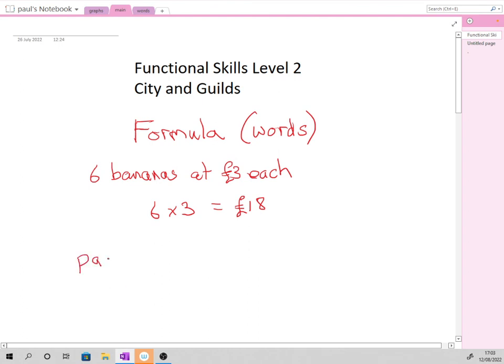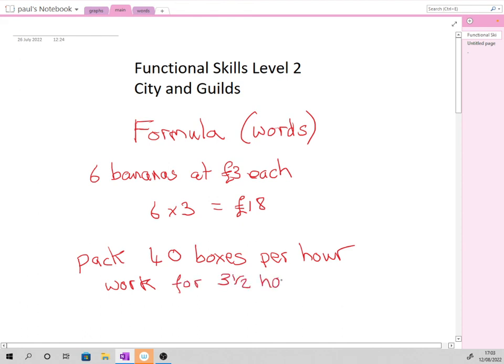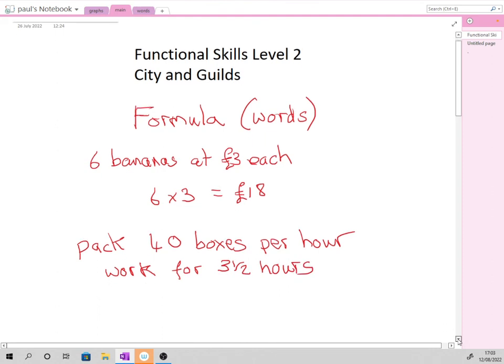So if you pack 40 boxes per hour, and you work at packing the boxes for 3.5 hours. How many boxes can you pack?